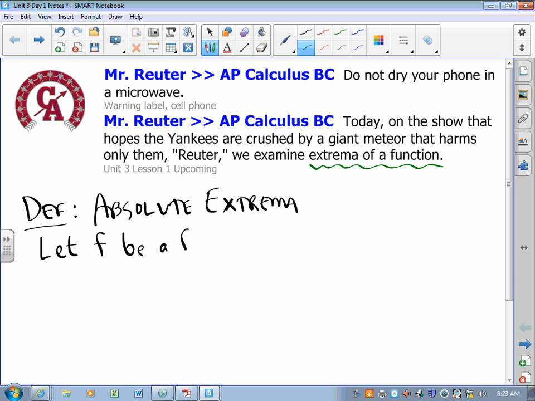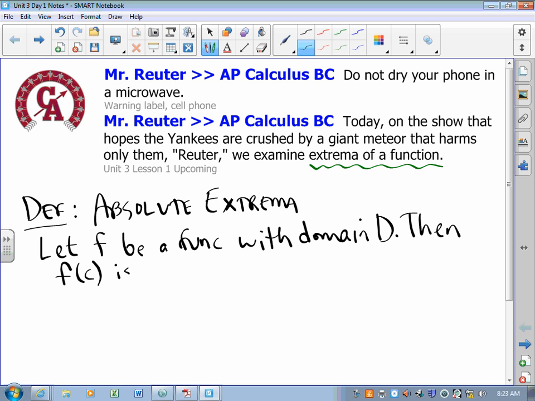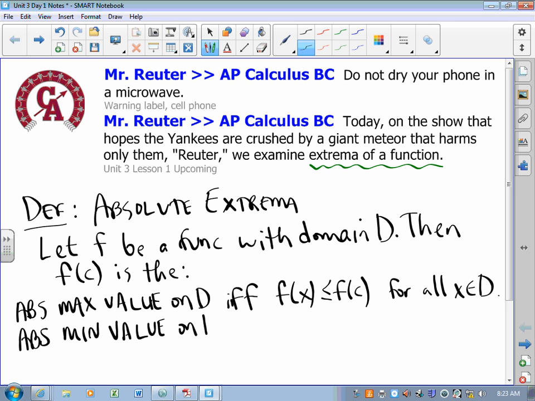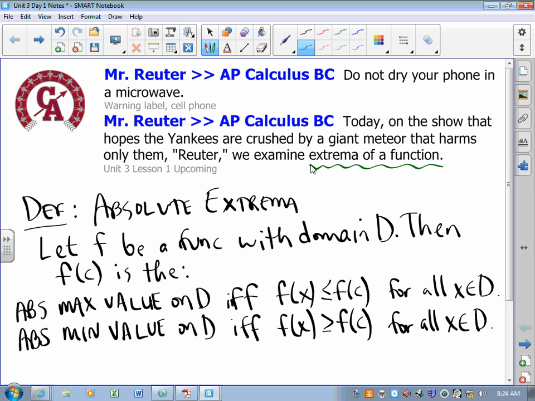We're going to let f be a function with domain D, then f of c is the absolute max value on D if and only if f of x is less than or equal to f of c for all x in D. And f of c is the absolute min value on D if and only if f of x is greater than or equal to f of c for all x in the domain of the function.